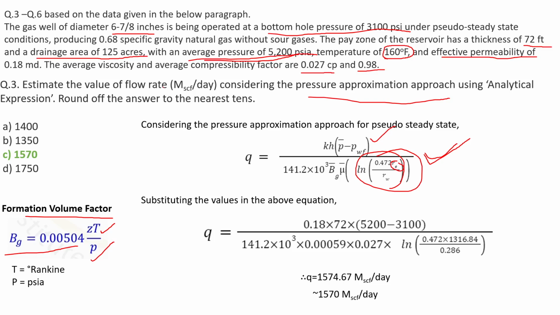Here the area is given as 125 acres. You have to change this unit into feet square, and that feet square you have to equate to pi r square, because the area will be considered as a circle. When you equate it to pi r square, from that you will get the value of Re. So that is this value. Okay, all the values are now known to us, we will put the values in, and from that we will get the final value of flow rate in MSCF per day. That will be option C, 1570.